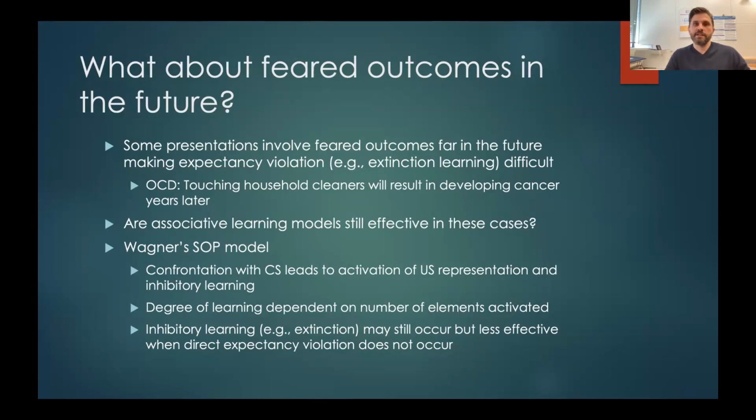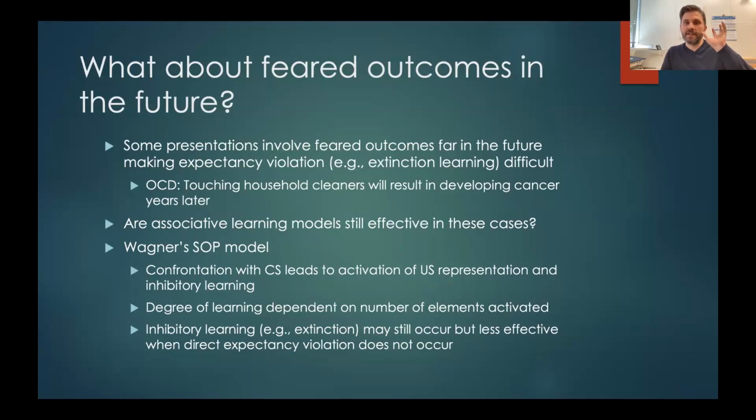So when you confront a stimulus and the feared outcome is far in the future, you're still confronting the stimulus, the household cleaners, that brings them into that A1 level of activation. And it retrieves a representation of getting cancer, and that's activated at the A2 level. So even though you're not getting expectancy violation, some inhibitory learning is accruing. The downside to this, and I know this is getting into the weeds of learning theory, is that how much learning occurs depends on how many elements are activated, because a stimulus is comprised of many different elements.